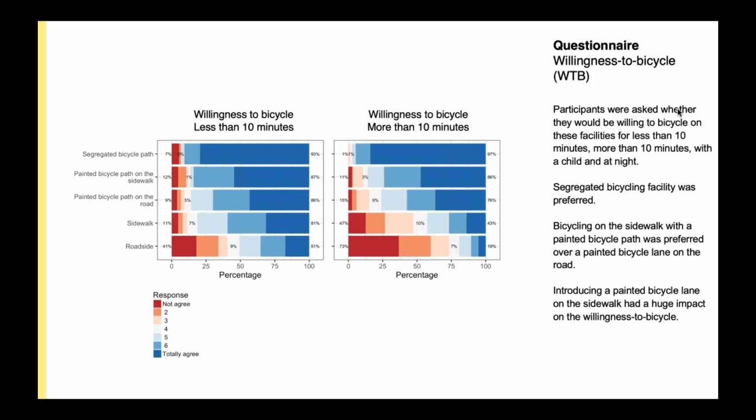The segregated bicycling facility was preferred. Bicycling on the sidewalk with a painted bicycle path was preferred over a painted bicycle path on the road. So people prefer to be next to the pedestrians and farther from the motorized traffic. And introducing a painted bicycle lane on the sidewalk had a huge impact on the willingness to bicycle, as you can see in the images.